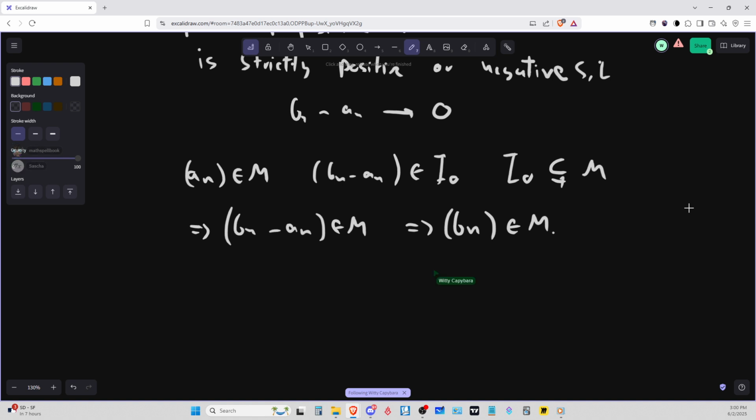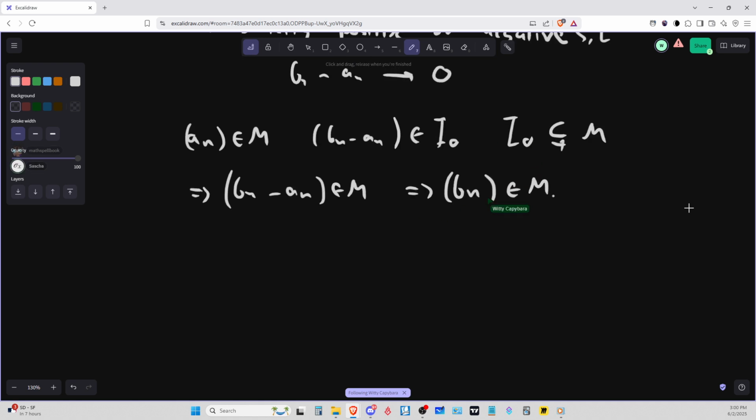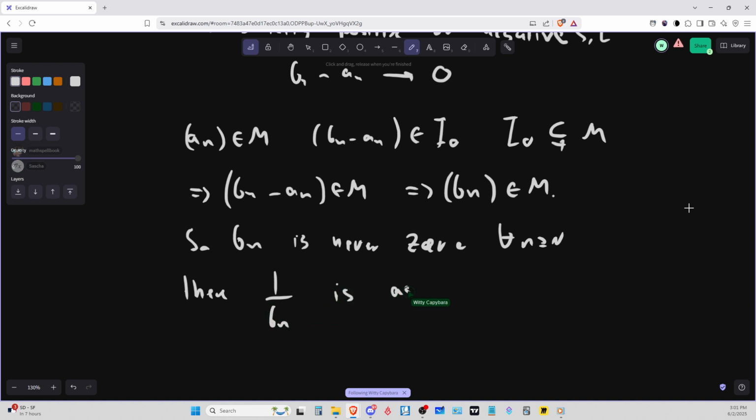So this is just like an algebra of limits, and you can show the same thing for Cauchy. If you have two Cauchy sequences and you look at the division of those two, and the denominator is never 0, then the thing you get is indeed a Cauchy sequence. So what's going to happen is that Bn is never 0 for all n. Therefore, 1 over Bn is also Cauchy.